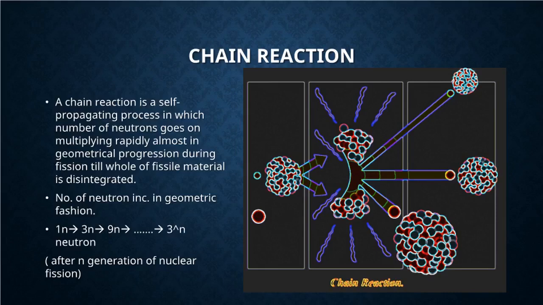The fission produces 3 prompt neutrons. These 3 neutrons in turn may cause fission in 3 uranium nuclei, producing 9 neutrons. These 9 neutrons in turn may cause fission in 9 uranium nuclei, producing 27 neutrons, and so on. The number of neutrons produced in n such generations is 3 raised to n. It's like the number of neutrons is increasing in a geometric fashion.